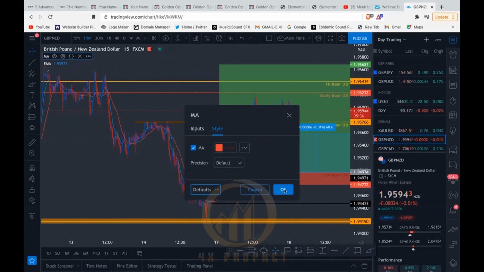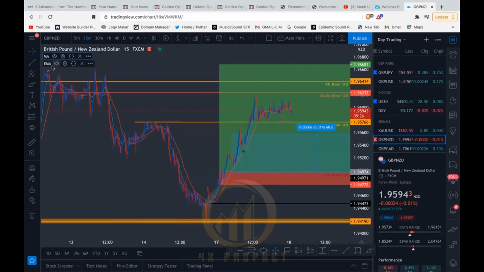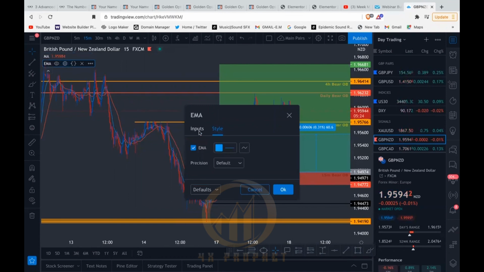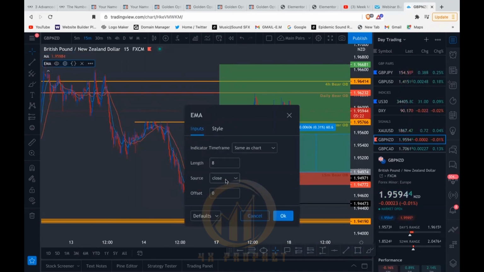But if you're doing this from your MT4 on your phone, what you're going to do is choose simple moving average for this, all right? Then for the EMA, this is going to be 8, and you're going to make it blue. Close, of course, and it's going to be exponential. If you're doing it on MT4 on your phone, it will be exponential instead of simple, right? And the number would be 8.